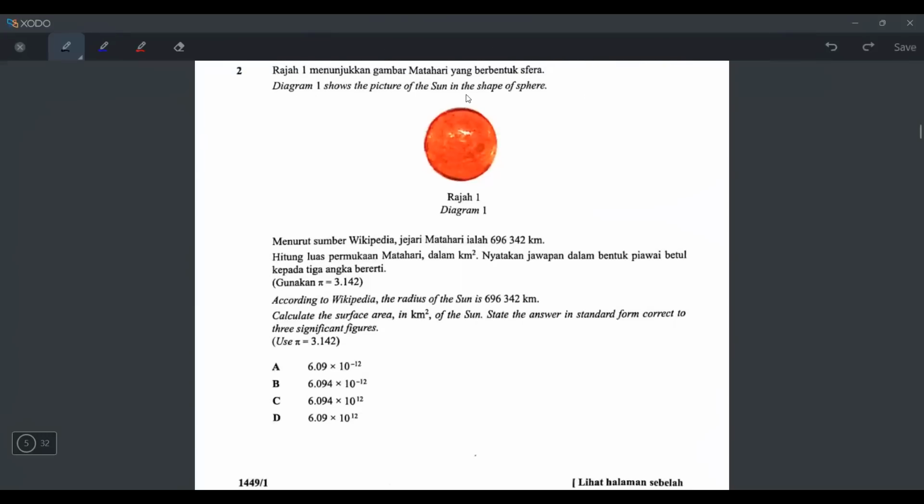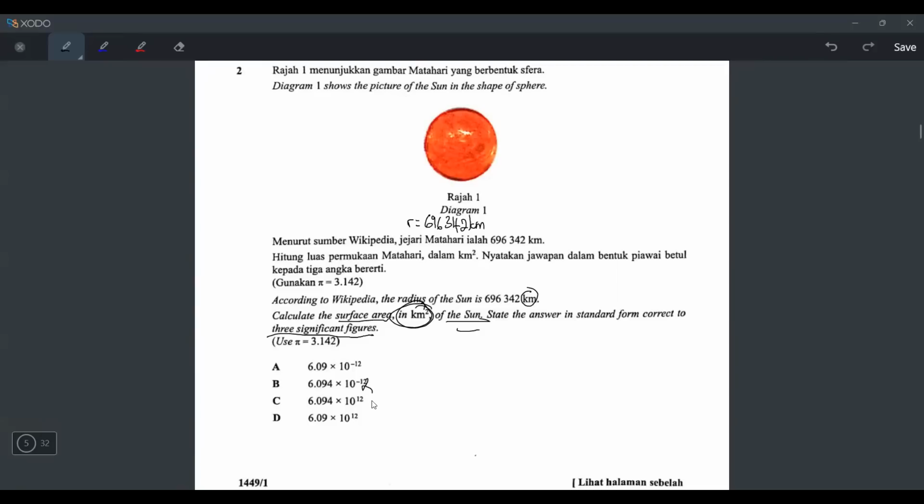Diagram 1 shows the picture of the sun in the shape of a sphere. So this is a sphere. According to Wikipedia, the radius of the sun is 696,342 kilometer. So let's write down the radius is 696,342 and the unit is kilometer. Calculate the surface area in kilometer square of the sun. I don't think the unit is a problem here because they also want kilometer square. Then state the answer in standard form correct to 3 significant figures. Use pi equals 3.142.